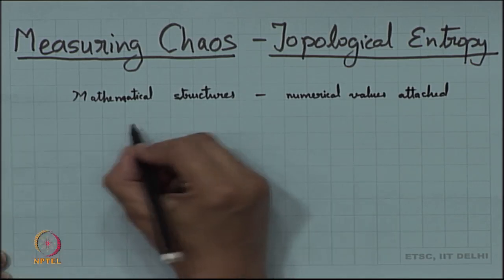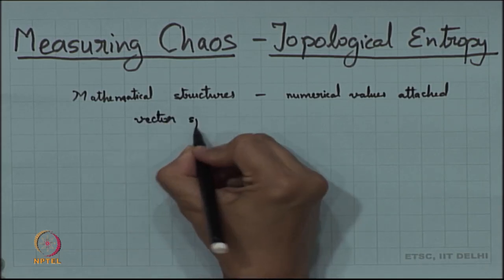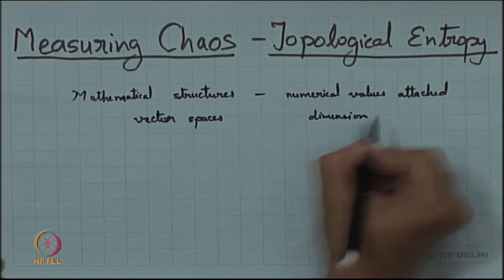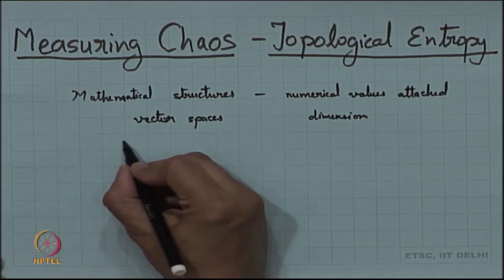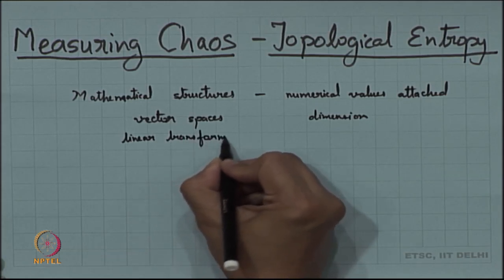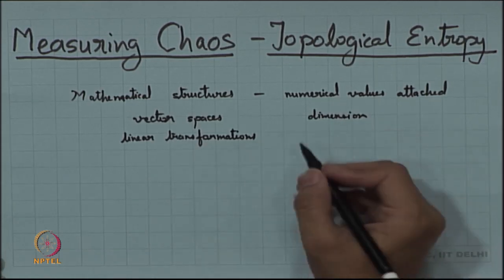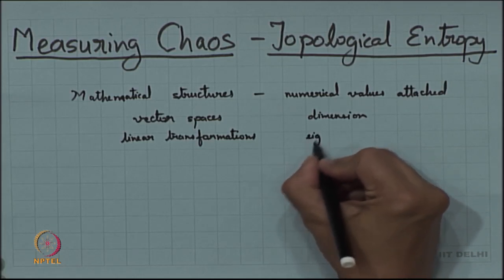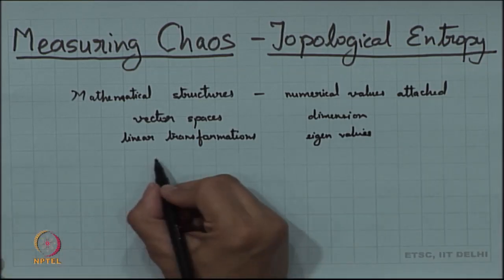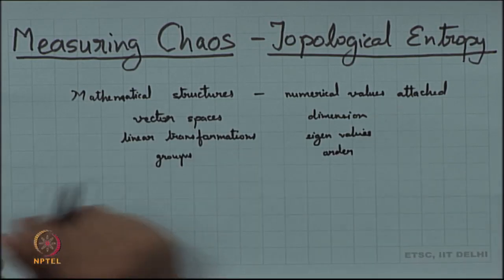For example, we want to study, say, vector spaces, and we know that the numerical value attached to it is the dimension. We want to study linear transformations, and we find that the numerical value attached to it, well, we can think of eigenvalues. We want to study groups, and we can attach something called the order of the group.